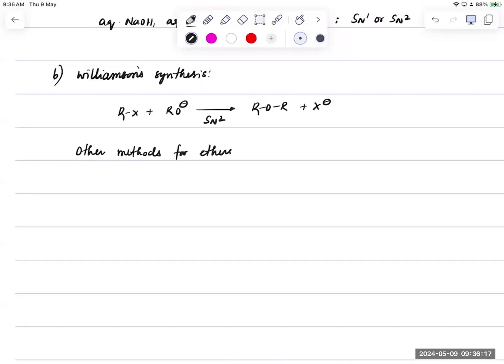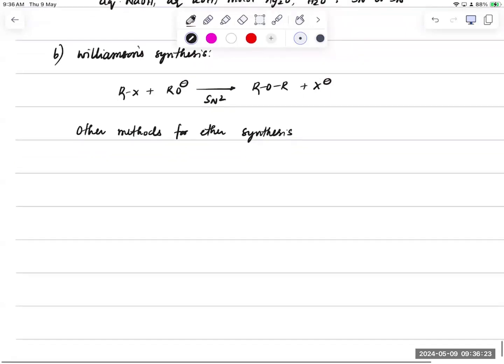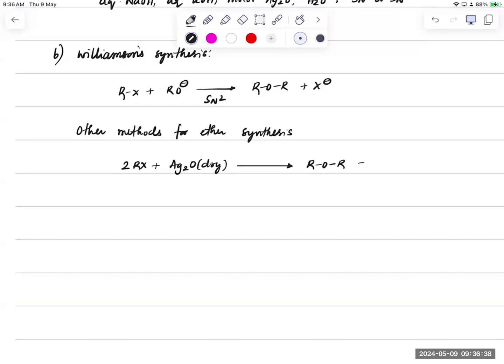Other methods to prepare ethers, ether synthesis. What are the other methods? If you take 2 moles of alkyl halide and treat that with Ag2O dry, not moist, dry, then I'll get ROR plus 2 moles of AgX. If it is wet or moist, I'll get the same thing as alcohols. That's the only difference.